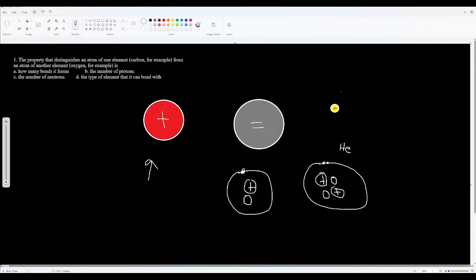So what does the proton do? We've been talking all this time. What does the proton do? Well, the proton determines the element itself. So let me pull up the periodic table real quick. Just give me one moment.